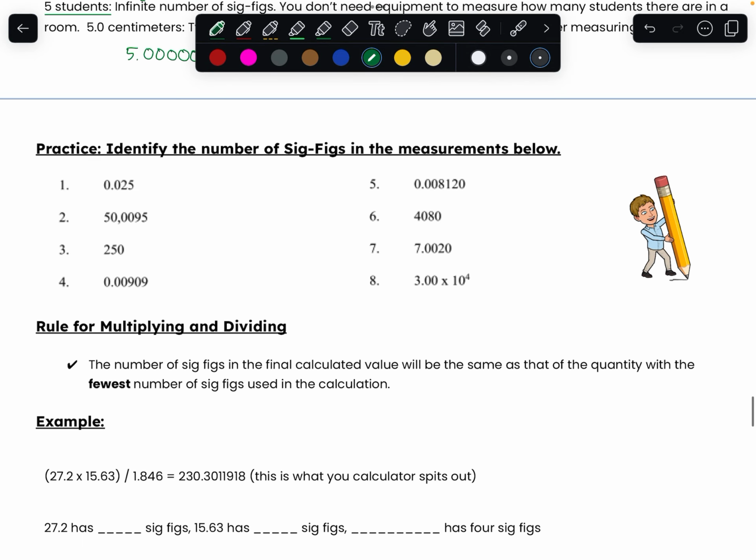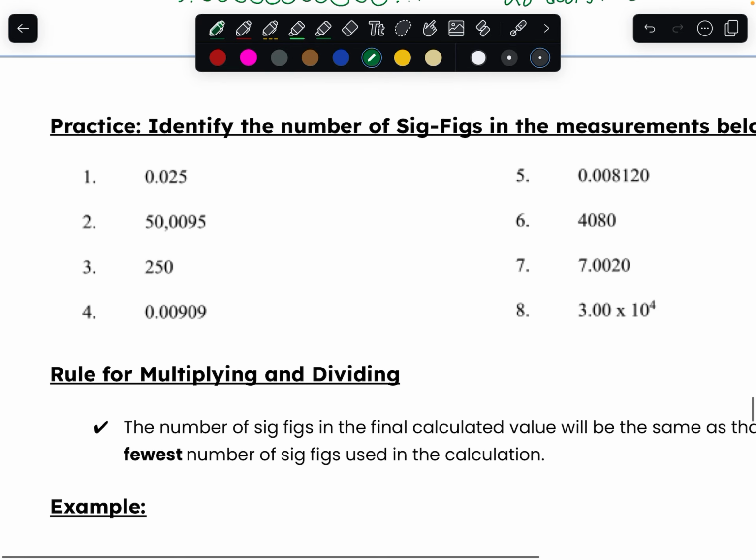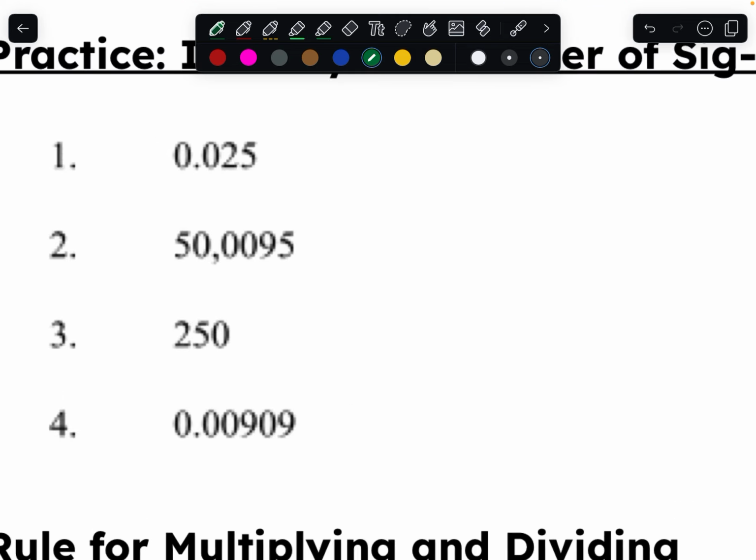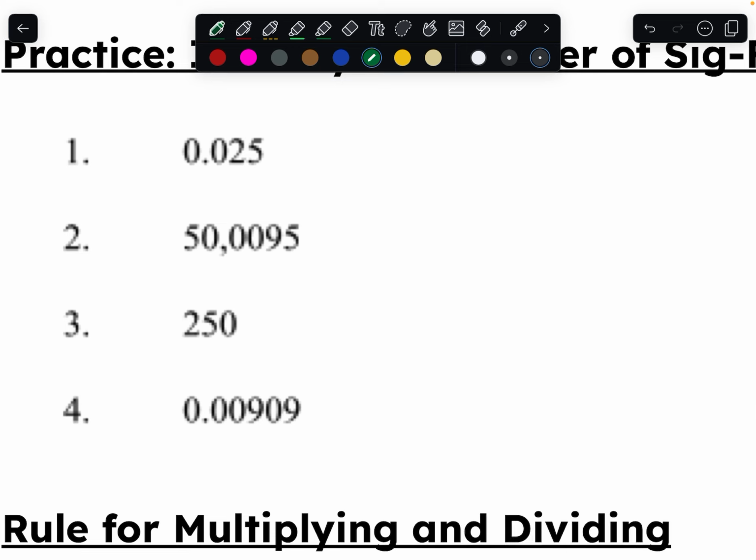Okay, using these rules, let's go ahead and practice identifying sig figs with 1 through 8. So I'm going to do 1 through 8, and I'm going to take a pause here so that you guys can try these out on your own, and then we can come back and make sure we got the correct answer.